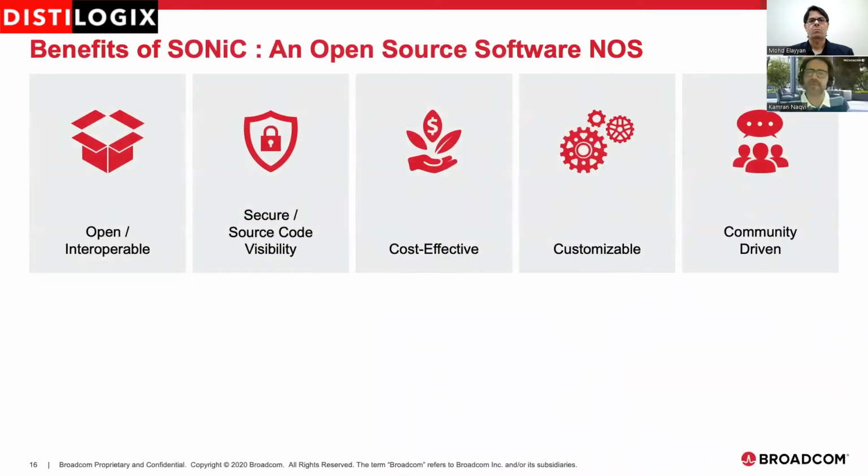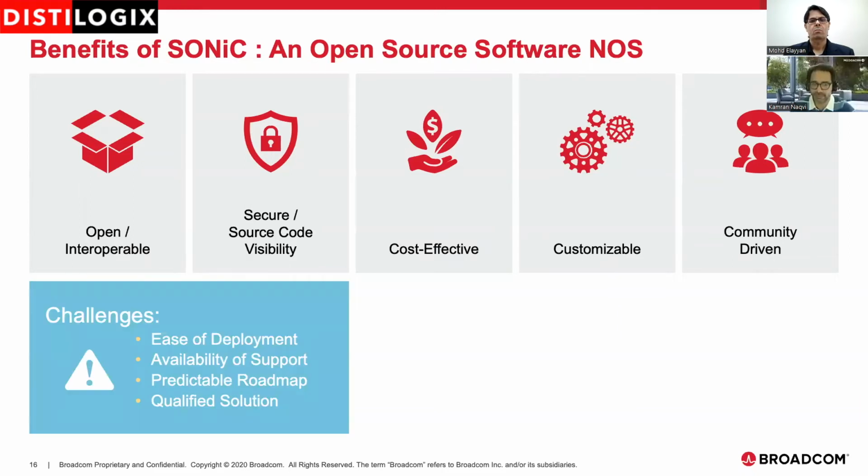There are many benefits of running open source. We all know that it's open, it's interoperable. Source code is available. That's why it's secure, it's customizable, it's cost effective. Absolutely much cheaper than the Cisco's or Juniper of the world. But then there are some challenges with open source.